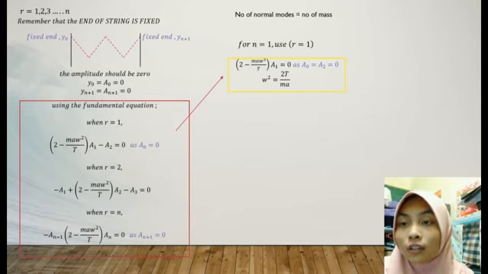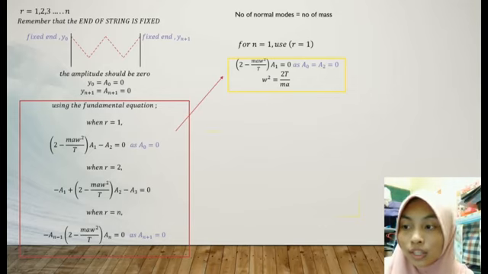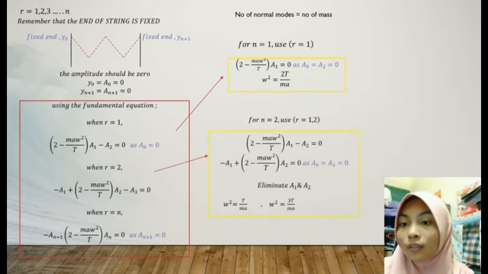So this is the angular frequency for n equal to 1, and for n equal to 2 we are going to use r equal to 1 and also r equal to 2. We substitute n equal to 2 into the equations that we derived for r1 and r2, and we eliminate a1 and a2, so we get the angular frequencies T divided by ma, and also 3T divided by ma.